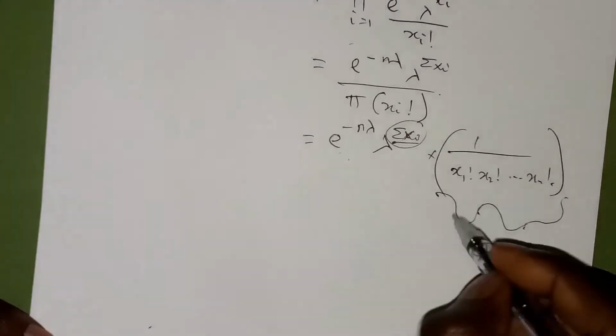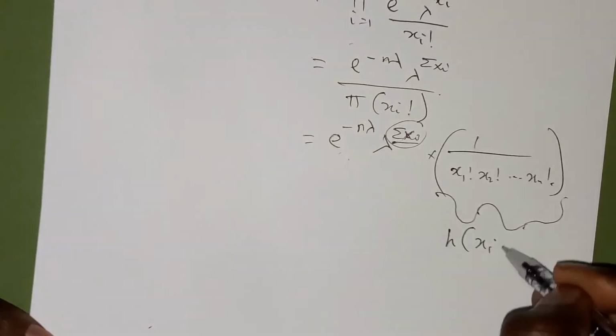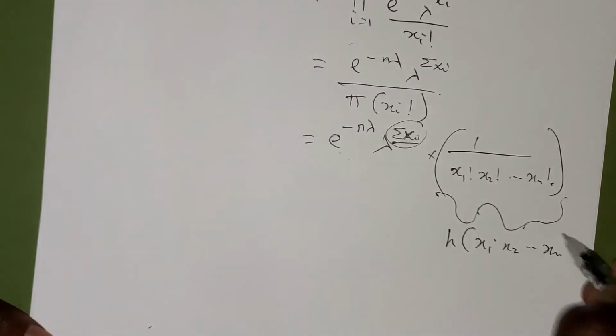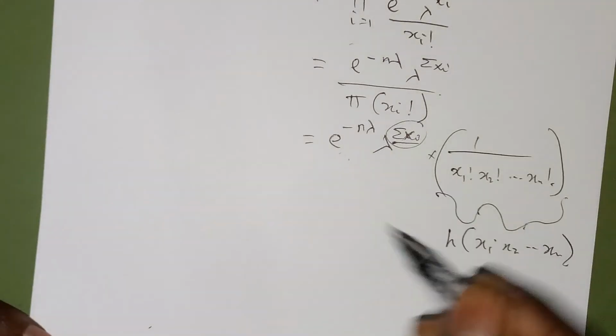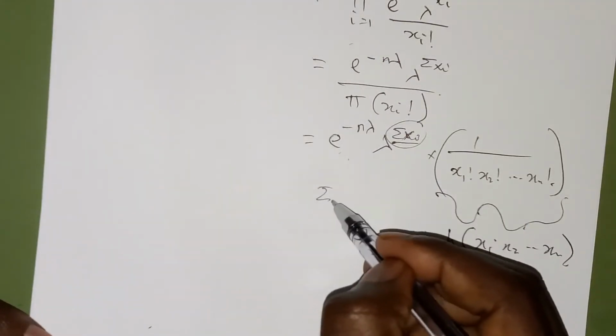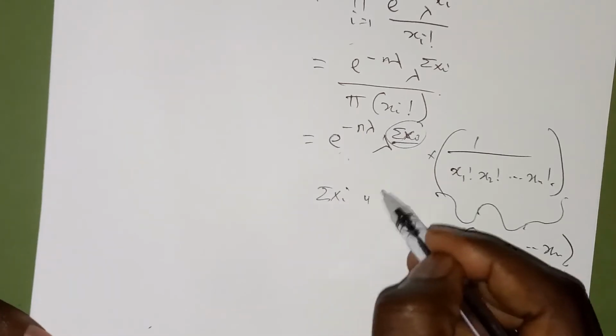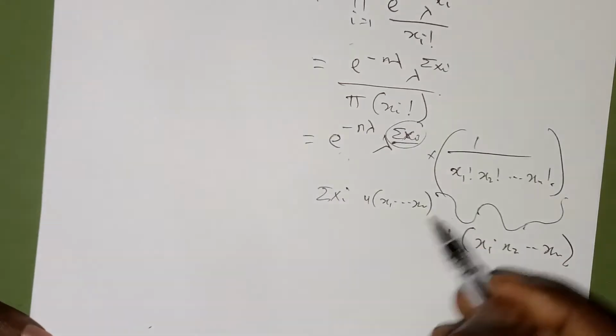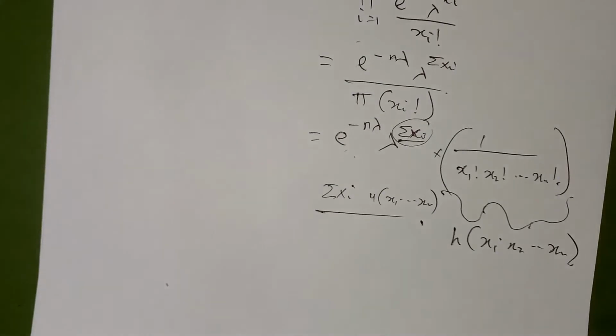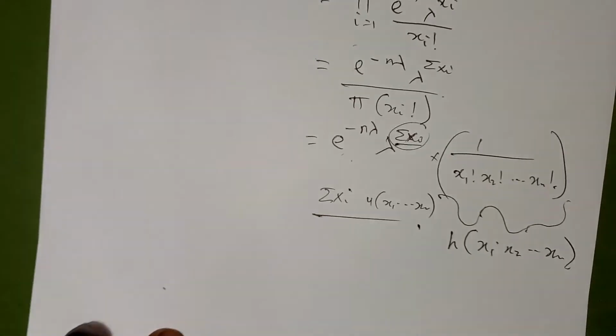Okay, so here we can say this is the h of x1, x2 through xn, and then here summation of xi will be our u of x1 through xn, which is our sufficient statistic. Okay, so this is how we determine the sufficient statistic for this one. Then to get more used to this factorization theorem, let's get to the next example.